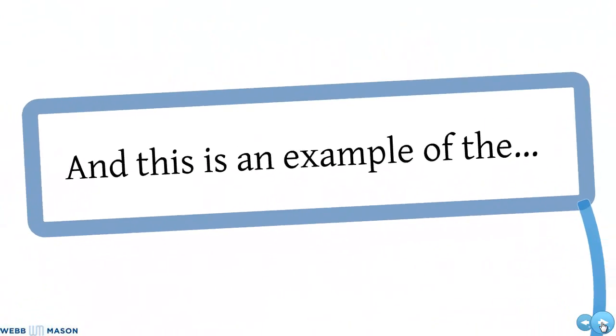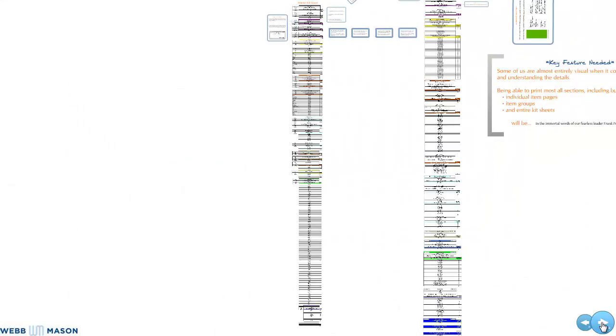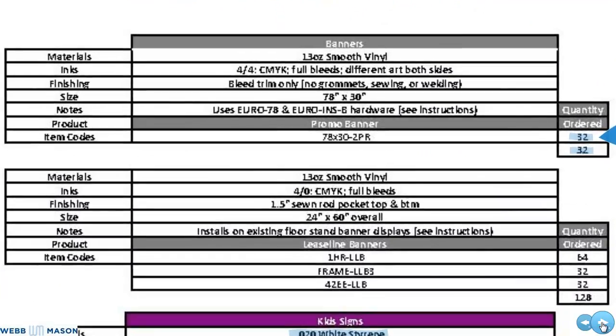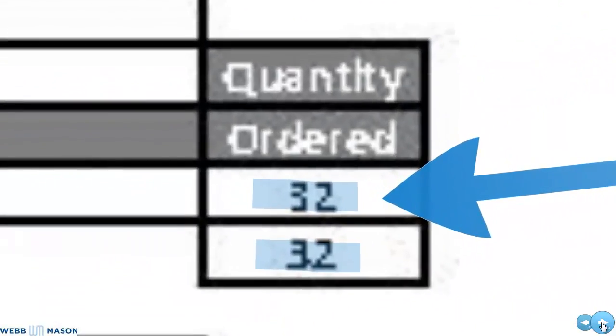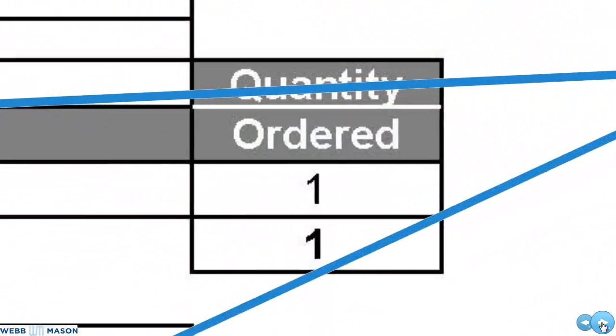And this is an example of the master kit sheet. You will notice it is also a large, gnarly Excel spreadsheet with sections, item groups, starting with the familiar banners section at the top. Notice the increased order quantity. The quantity this banner ordered on the individual kit sheet was 1. Remember? There it is, 1.